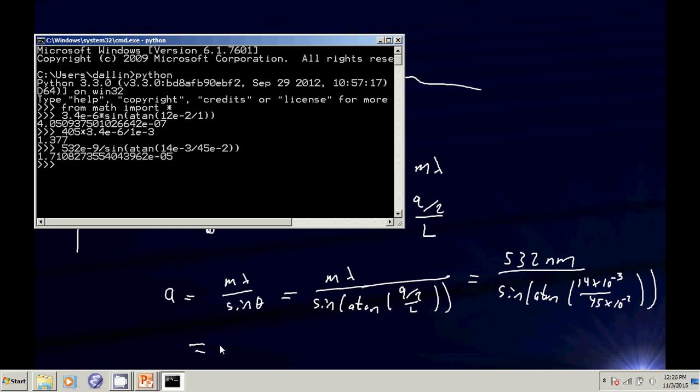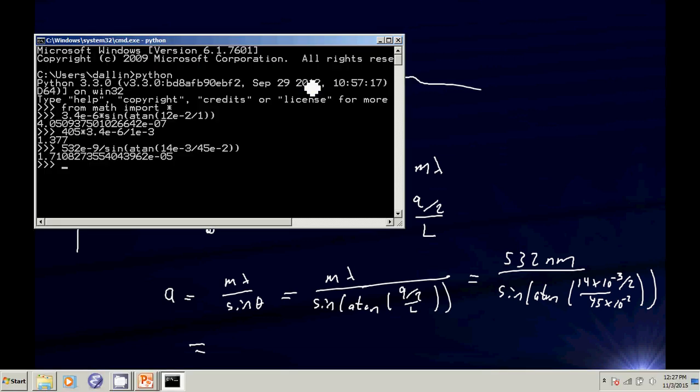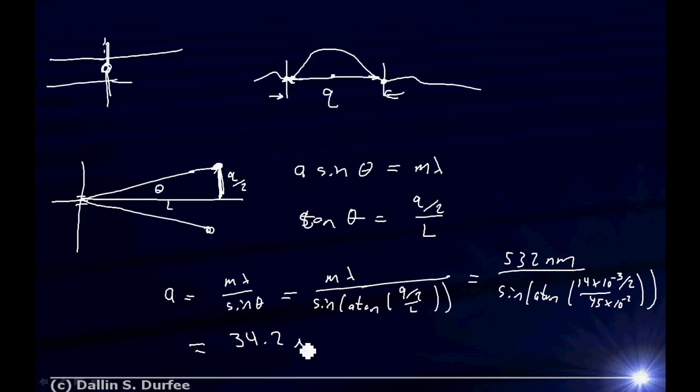And we get 17.05. Oh, Q divided by 2. Whoops, I made a mistake. Remember, this angle has to do with half of that distance out to the zero, because we're given the distance between the two zeros on either side. So let's go in and fix this. We need to divide this by 2. And then we get 3.42 times 10 to the minus 5, or 34.2 microns. That's the thickness of the hair that made this pattern.